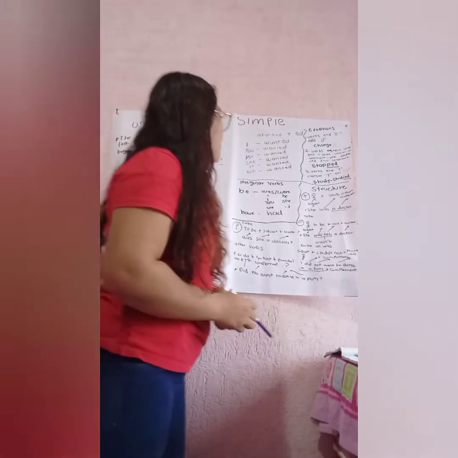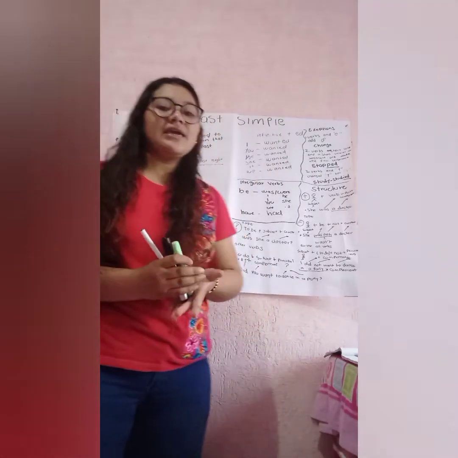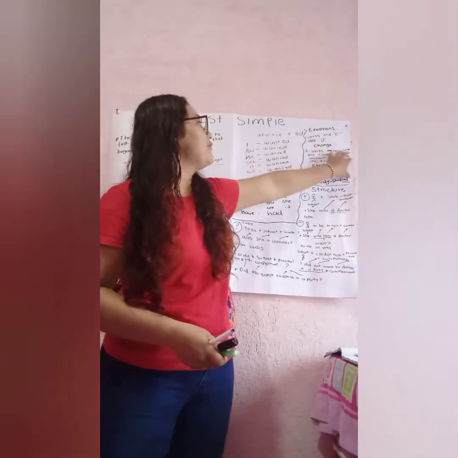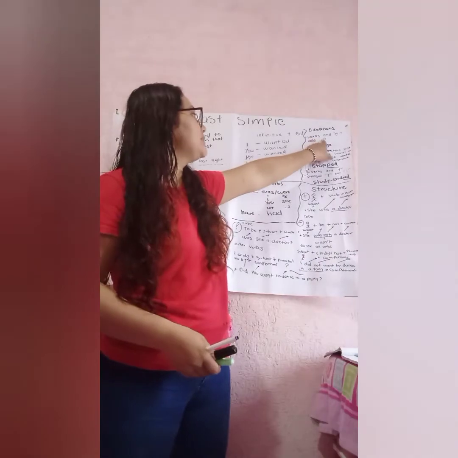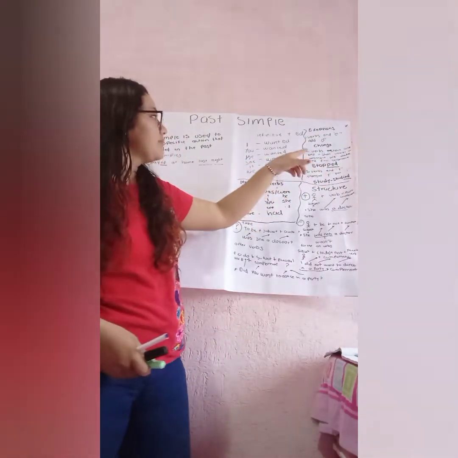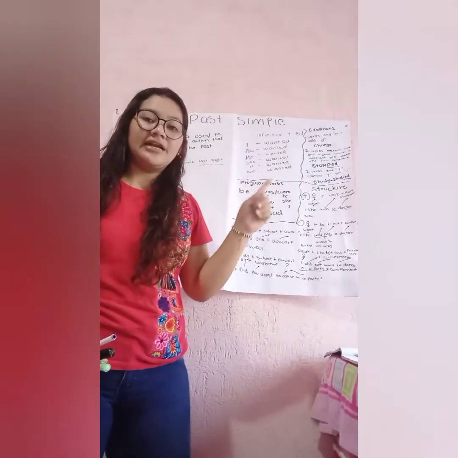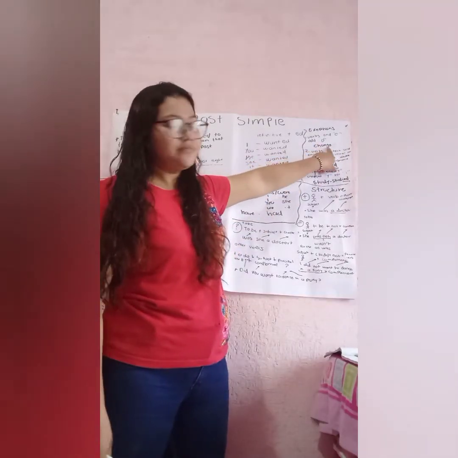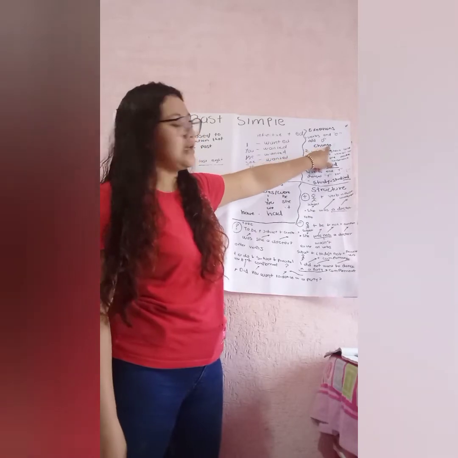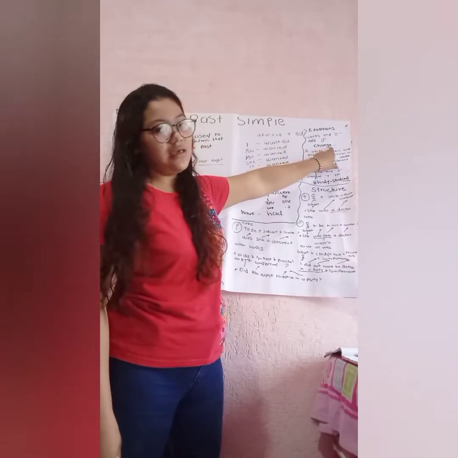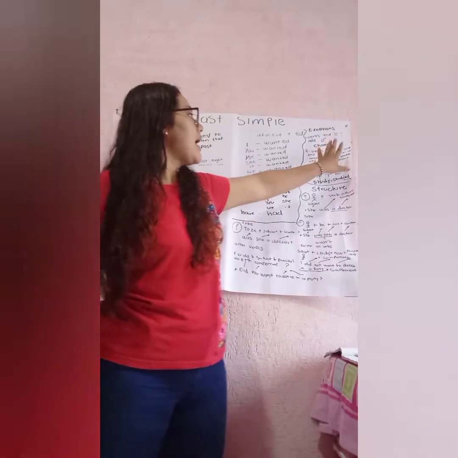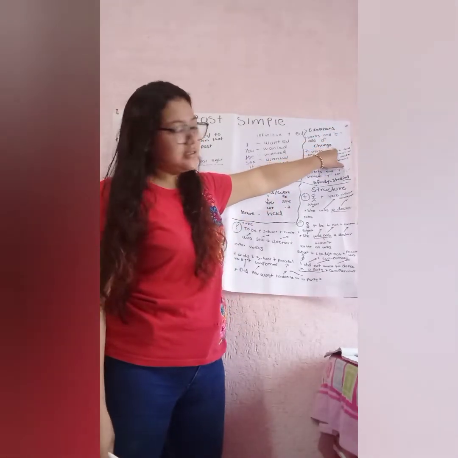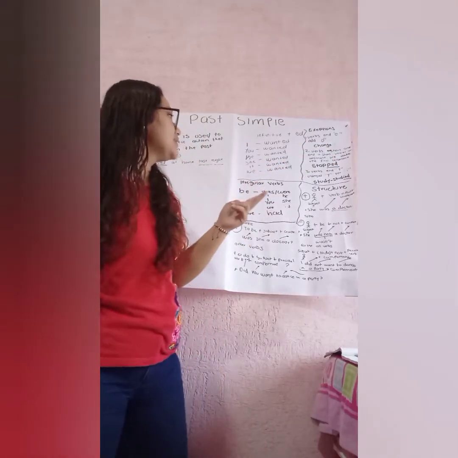In this case there are some exceptions. The first exception is if the verb ends in e, add only the letter d. For example, here change is a verb that ends in the vowel e, and we only add the letter d to create the past simple. Changed.